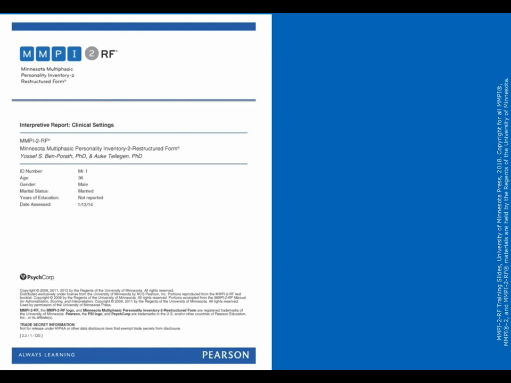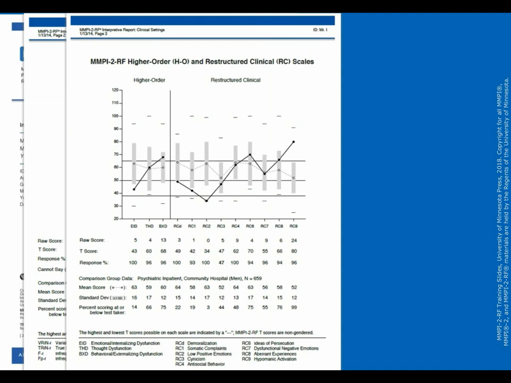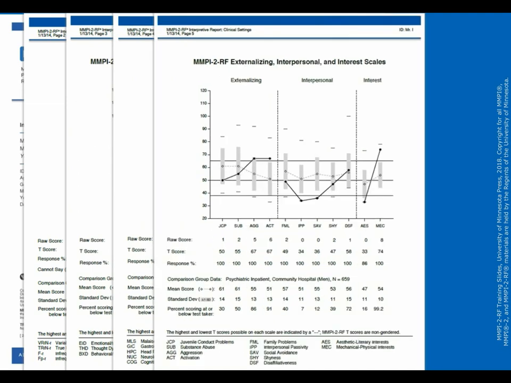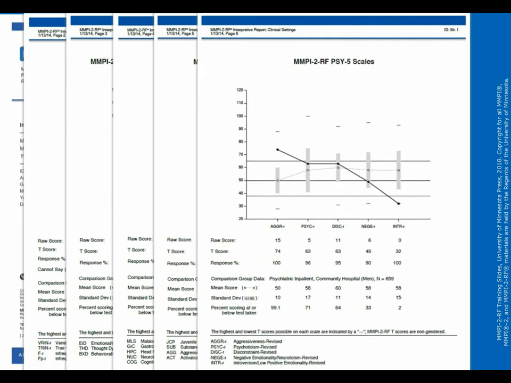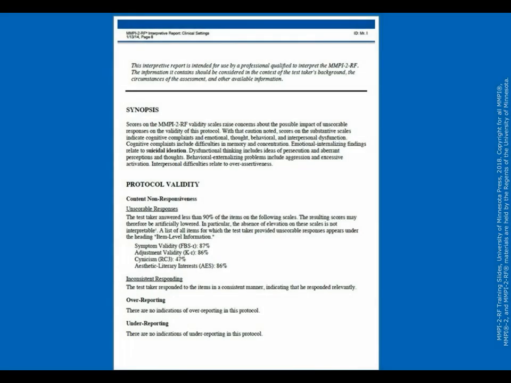These score reports include the validity scales, the higher order and restructured clinical scales, the somatic and interpersonal specific problems scales, the externalizing and interpersonal specific problems and interest scales, the Sci-5 scales, and the score summary page organized by domain. The next portion of the interpretive report is the computer-generated interpretation, which begins on page 8.